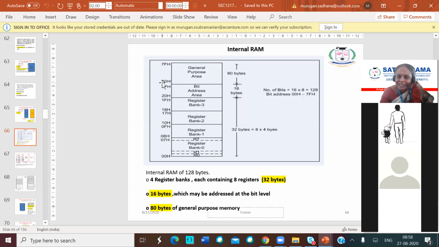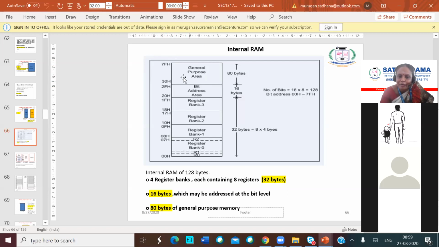So how many address lines are there? 8 address lines. 30 in hexadecimal, how will we represent it? 0011 0000. 7F means, for 7, how will you represent? 0111, and F is 4 ones, 1111. So totally how many bits are we using? 8 bits only. Can you understand?